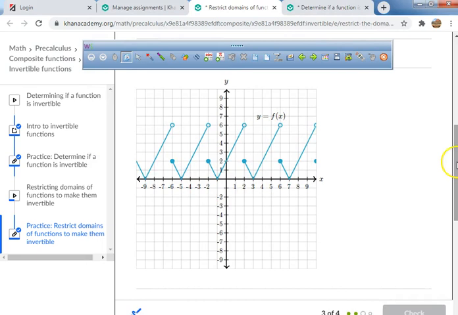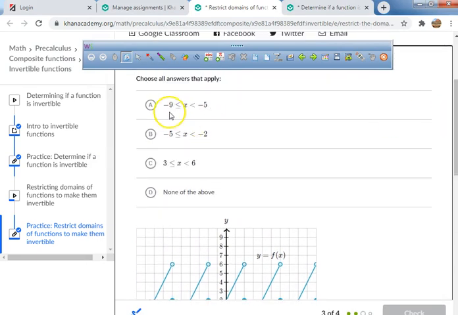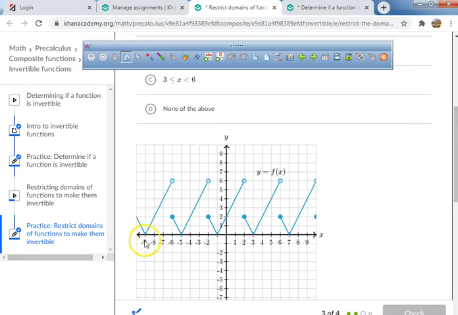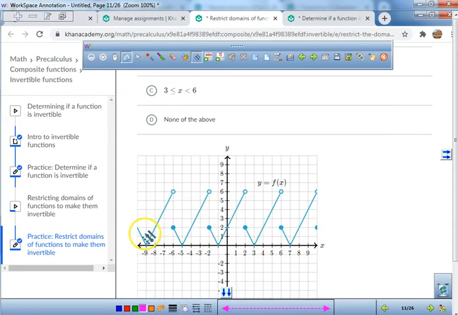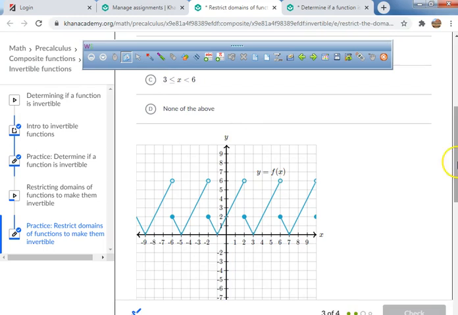All right, so let's take a look at this domain. From negative 9 to negative 5. Negative 9 to negative 5. Oh, that hits it here and here. So if I were to go from negative 9 to negative 5, I can see it hits it twice. So I'm not going to select that one.